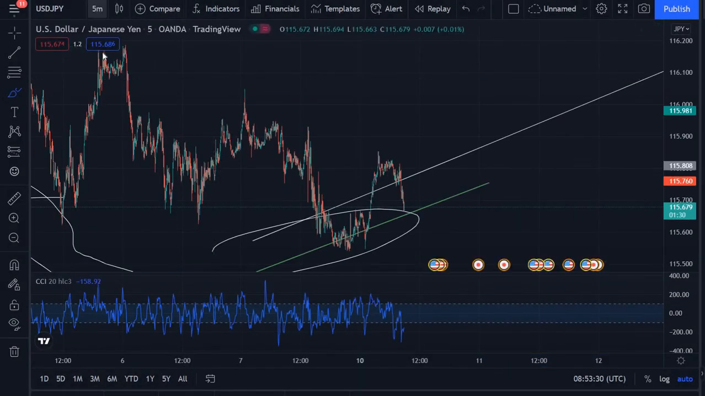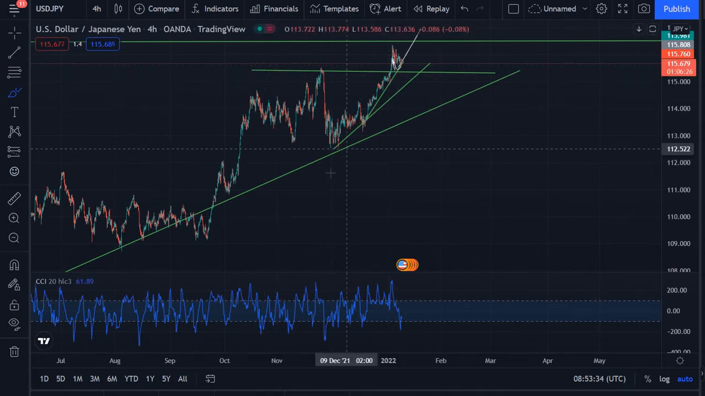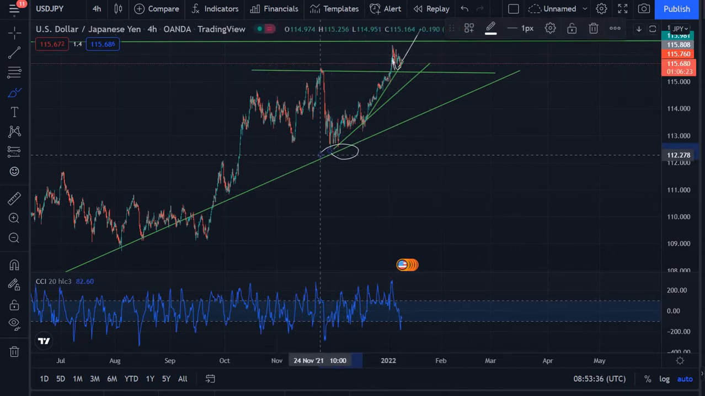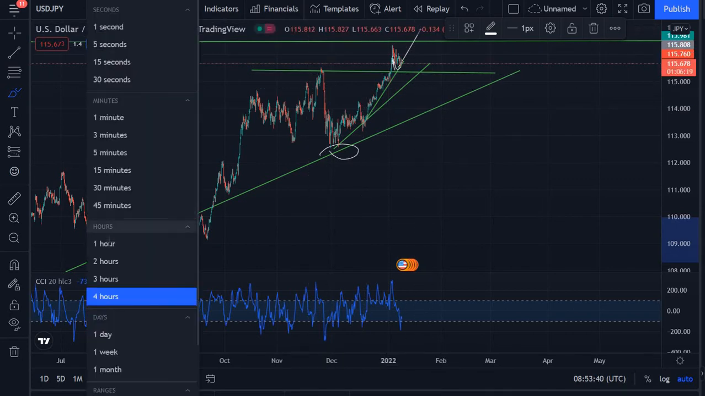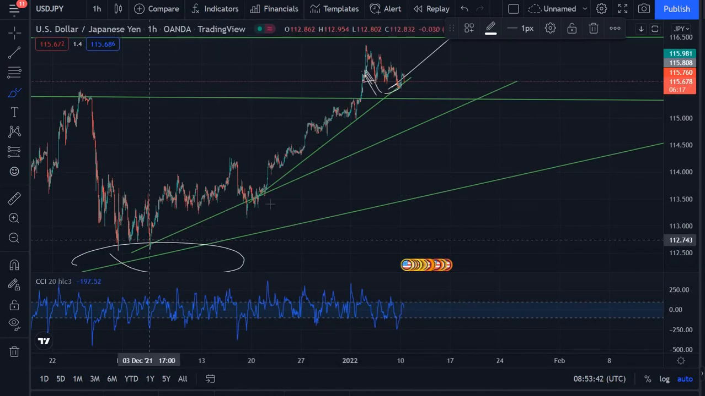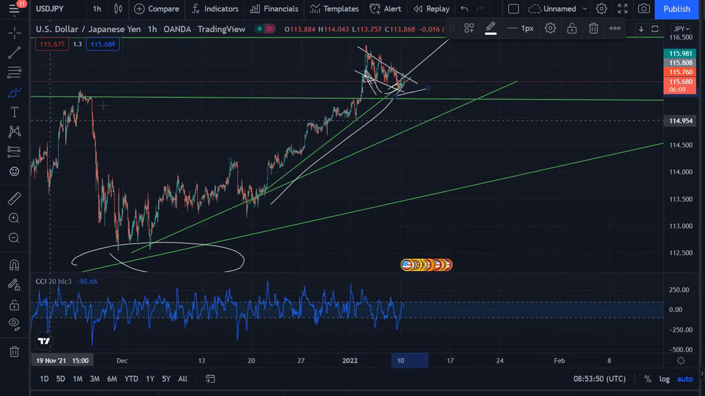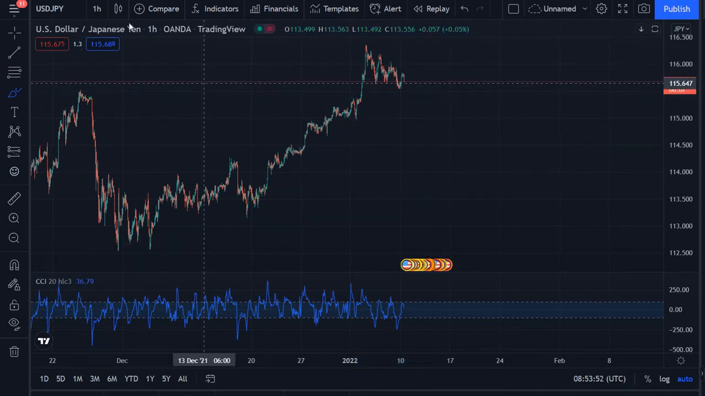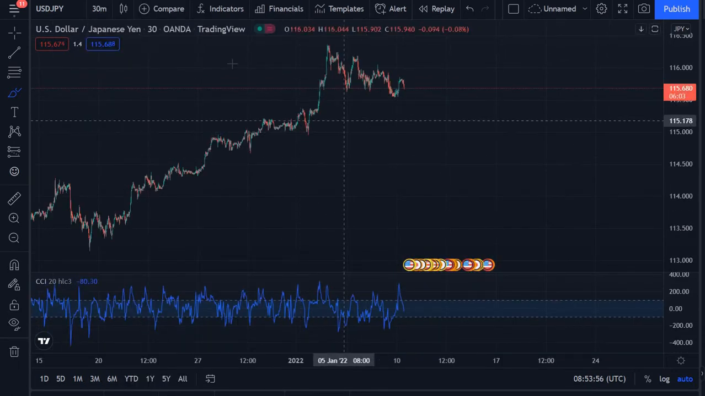USD Japanese yen. What is happening here? Pretty much on this uptrend still, so perfectly here along this trend line on the 4-hour chart. The 1-hour chart pretty much the same. So here we are now seeing this bullish flag again here coming close to the trend line. So what we are looking here for, still some kind of buys.